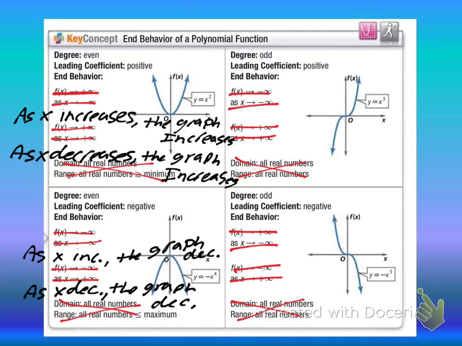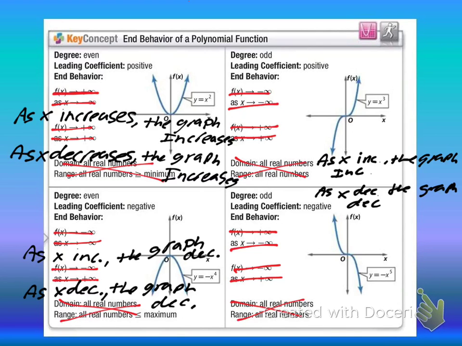Alright, so the first one here, the odd one: as x increases, the graph, which way is it going, Ron? Up or down? As your x is getting bigger, where's my graph going? Up. Alright. So as x increases, the graph increases. As x decreases, the graph decreases. Okay? And then the other one, I'm not going to write there because I'm kind of out of room. As x increases, the graph what? Decreases. As x decreases, the graph increases.